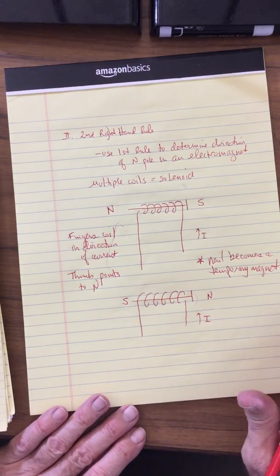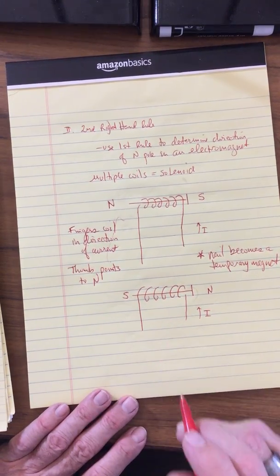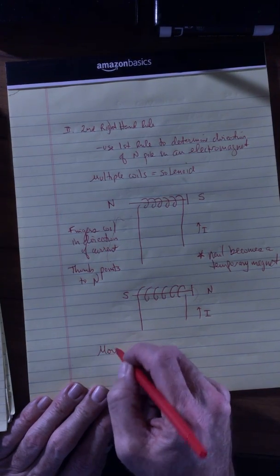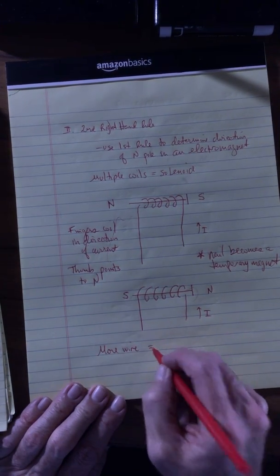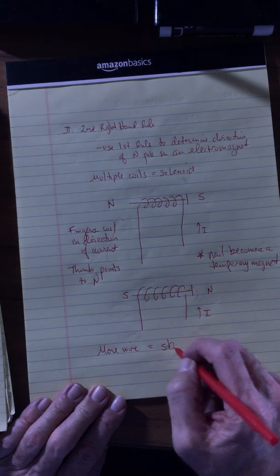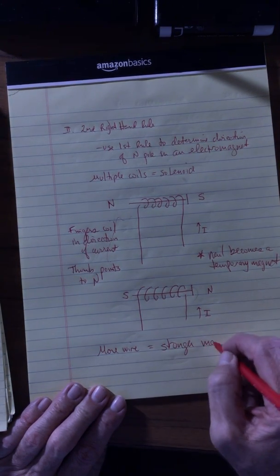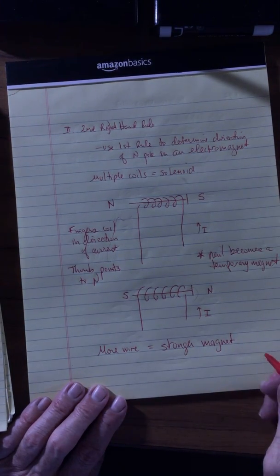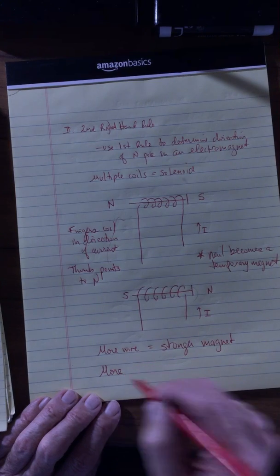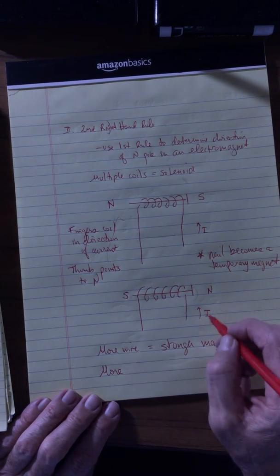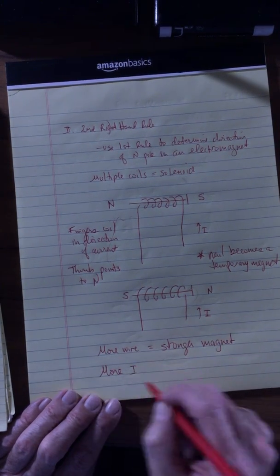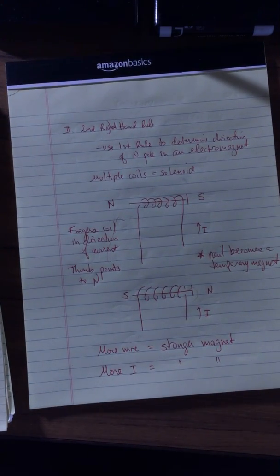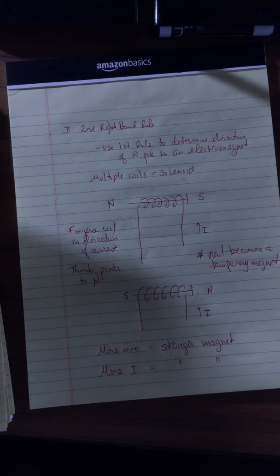And there are two things that will affect the strength of this magnetic field. The first one is the amount of wire. The more wire that you have, the stronger your magnetic field will be, and the stronger your magnet will be as well. One other thing that will increase the intensity of this magnetic field is the current. The more current that you have, the stronger your magnet will be. That's it for 24.1, number 2.